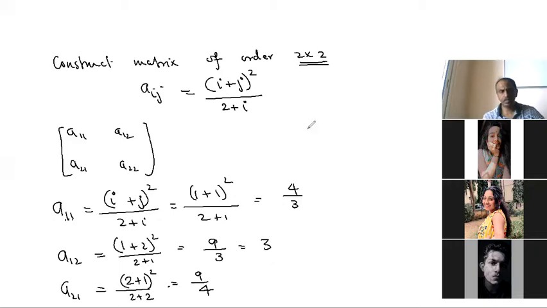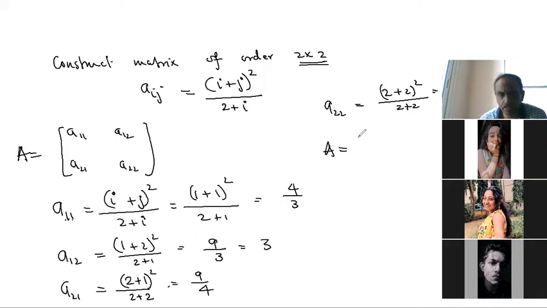Then comes A22. (2 plus 2) the whole square upon 2 plus 2. Then what do you get as the answer? In the denominator it is 2 plus i. Here i is how much in A22? i is 2 again. So 16 by 4, it will be 4 itself. So if I denote this matrix by A, then A is equal to A11, 4 by 3; A12, 3; A21, 9 by 4; A22, 4. So this is my answer.